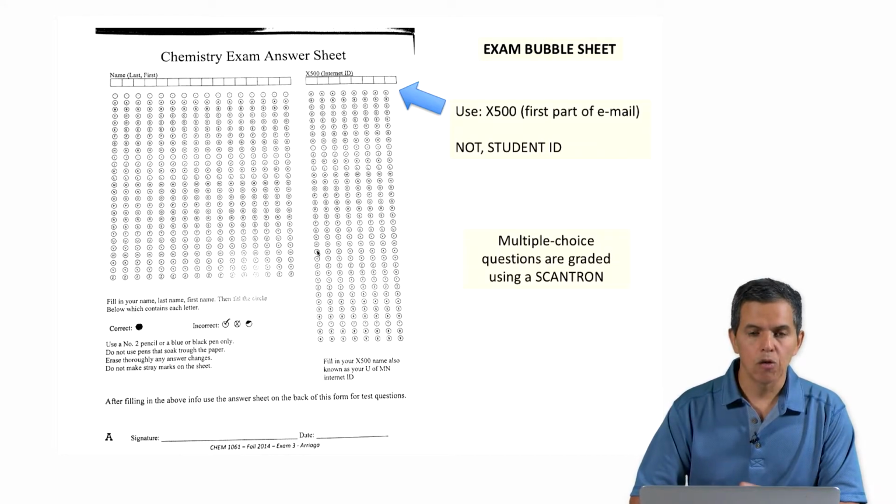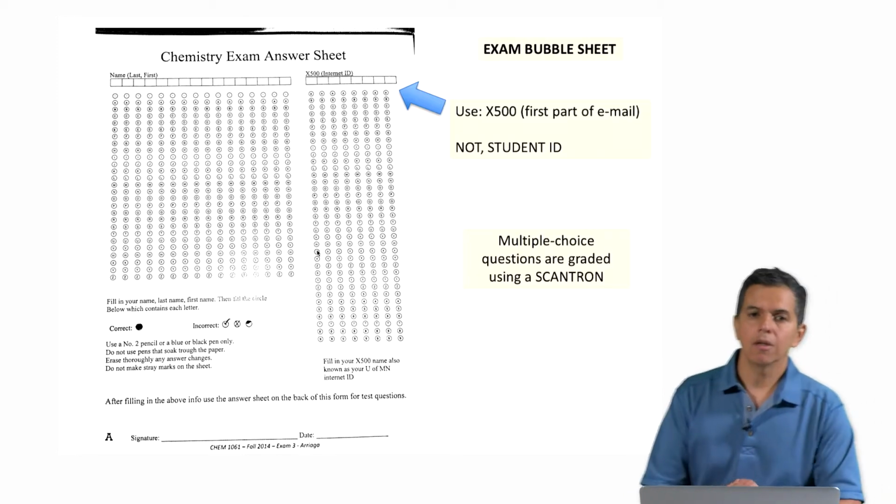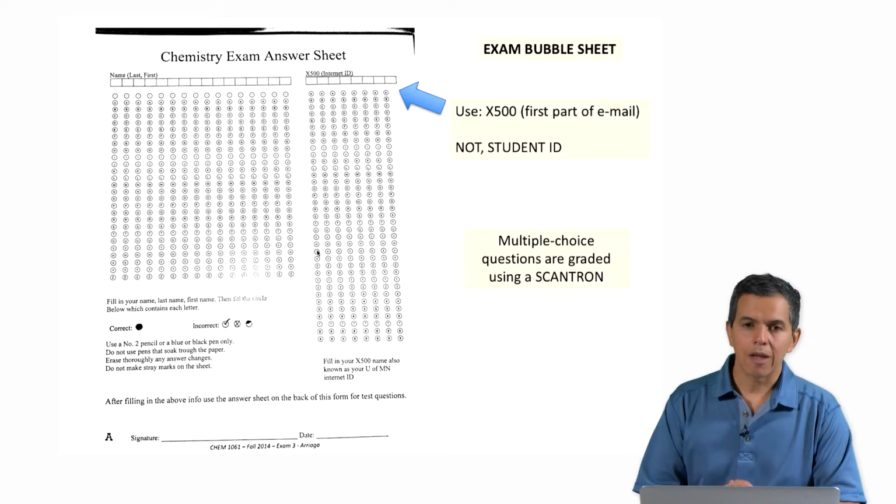For this, you will need to use a lead pencil that is dark enough so that it can be read by a machine that we call a Scantron. We don't grade multiple choice questions using manual grading. We use this machine that allows us, almost without making any mistakes, to get the results of your test to you fairly quickly after you have taken the exam.